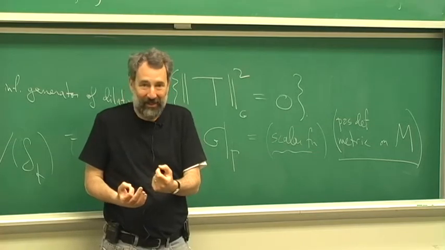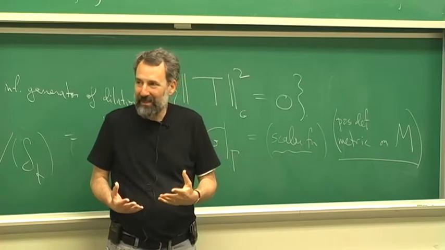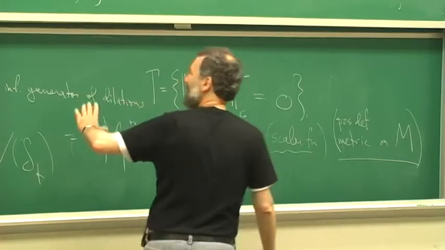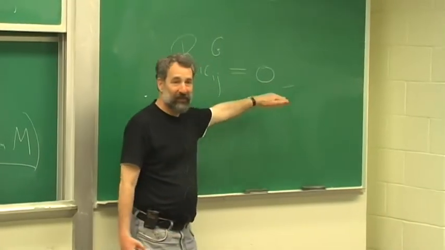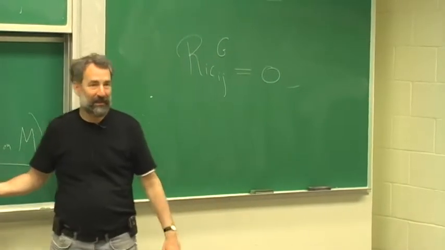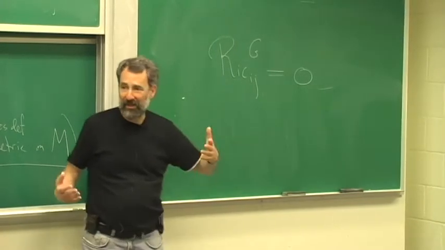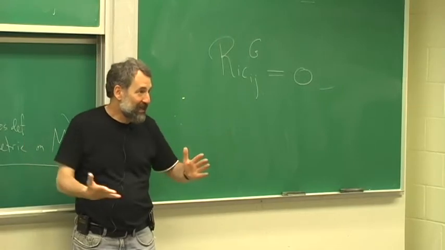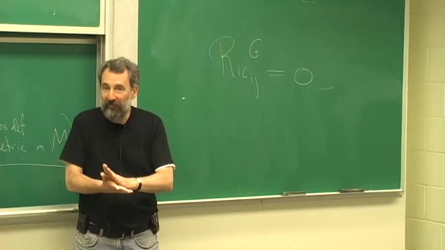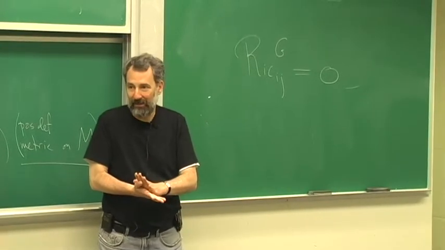Ultimately, I'm interested in understanding what's happening on M. Okay? So let's imagine that I'm not interested in this thing being exactly zero, but I want it to vanish to infinite order on gamma. And I will say that two metrics are equivalent, I will regard them as being the same, if their difference vanishes to infinite order on gamma.